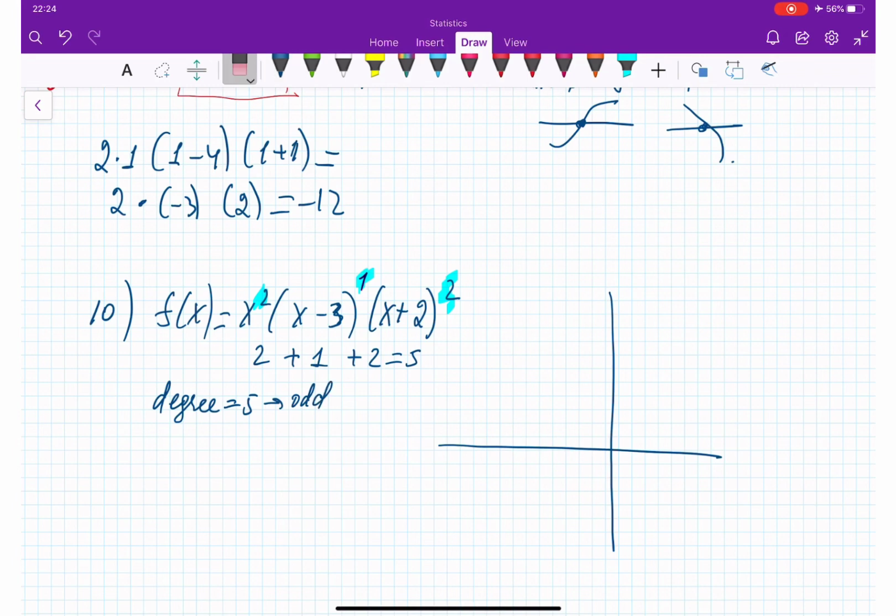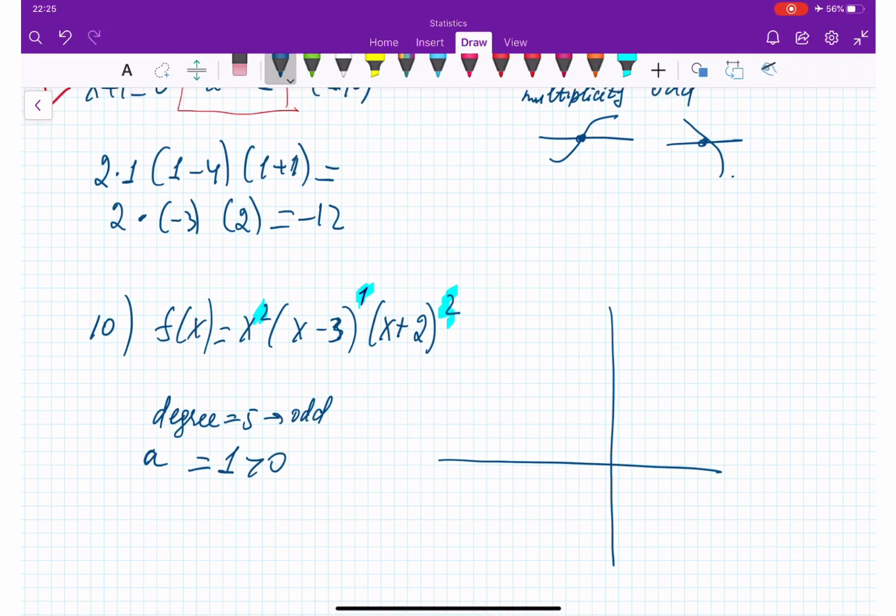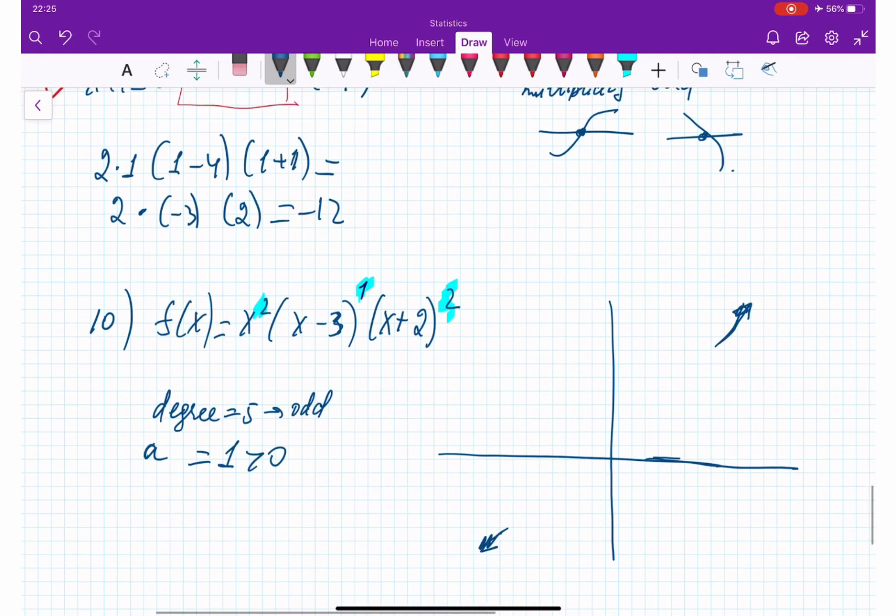Okay. Let me clean this, not to make it messy. And the coefficient A here is our coefficient, 1, and it's positive, greater than 0. When we have odd and the coefficient is positive, then our end behavior is growing right here and here. Okay, we know the end behavior. Next, we need to find our intercept, y-intercept.